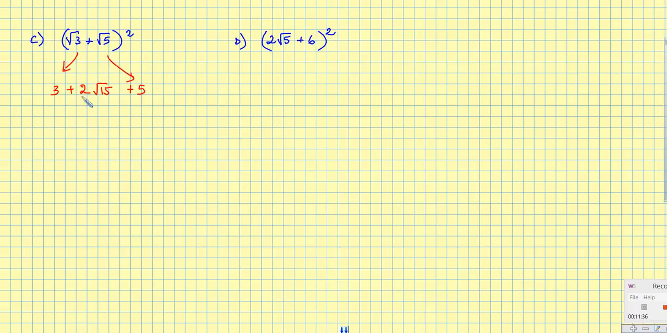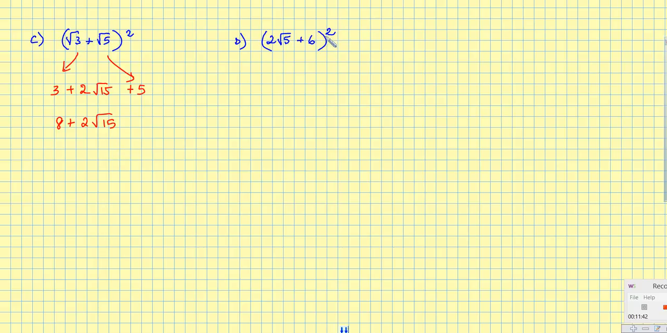Now all I do is I collect like terms, and I say 5 plus 3 is 8, plus 2 root 15. And root 15 can't be broken down any further, because there are no perfect squares that break this down any further. Now let's look at the next one.